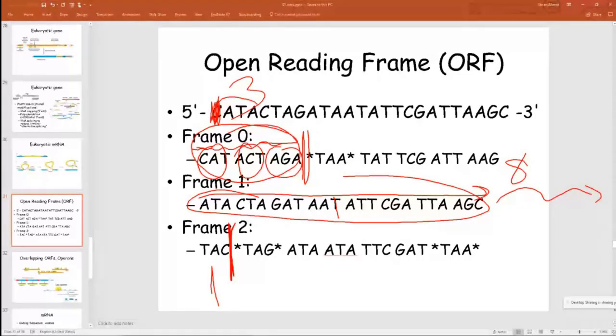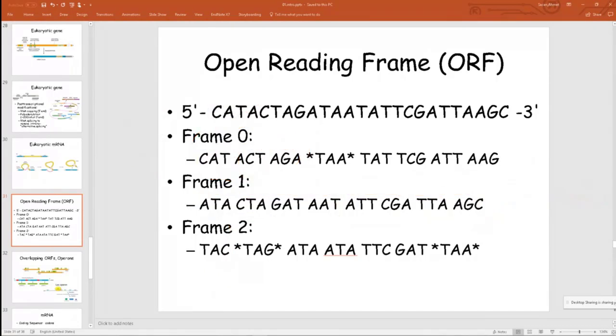If you see a long open reading frame, that is less likely to be there by chance. Therefore, the frame with the longest protein will be used as an open reading frame, the one that we assume will produce a protein. Out of these 3 different possibilities, we'll pick the one that gives us the longest protein. Make sense? Okay. So actually, not just 3.